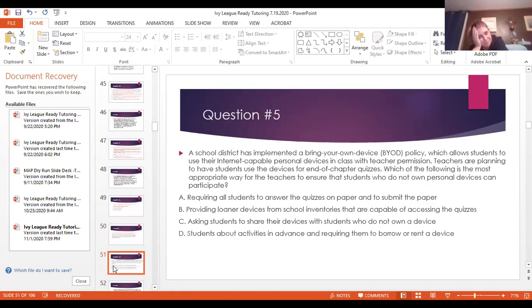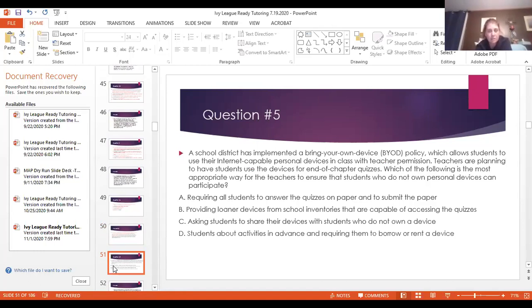All right, so question five. A school district has implemented... and you notice now, there's no highlight here. It's gone, because we have to do it ourselves. I am a teacher at heart. I do, we do, you do. So now you need to do.